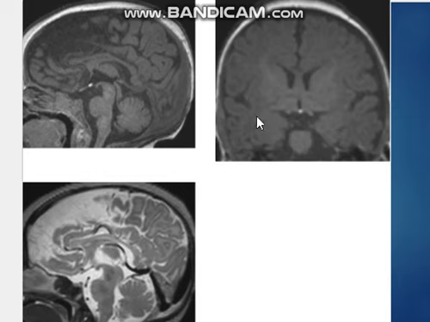So let's start our next case, which is ectopic posterior pituitary gland. Usually, ectopic posterior pituitary gland is associated with absent pituitary stalk or infundibulum. Okay, so normally the posterior pituitary gland shows high signal on the unenhanced T1 weighted image. Okay, but this high signal should be seen at the region of the pituitary fossa.